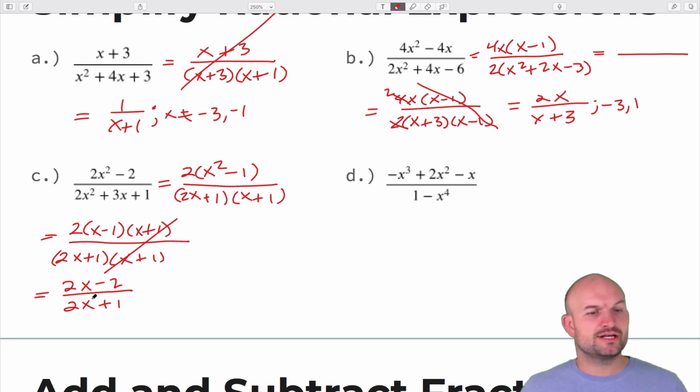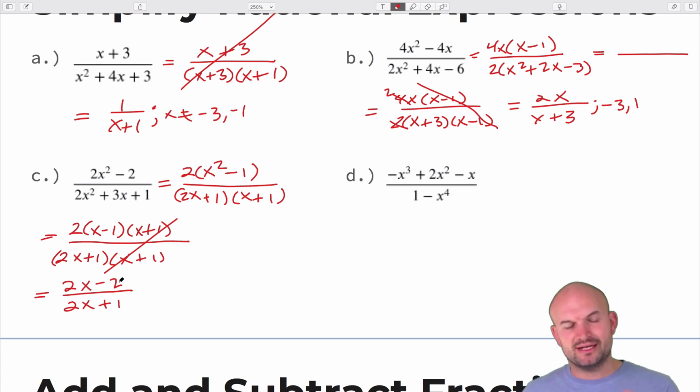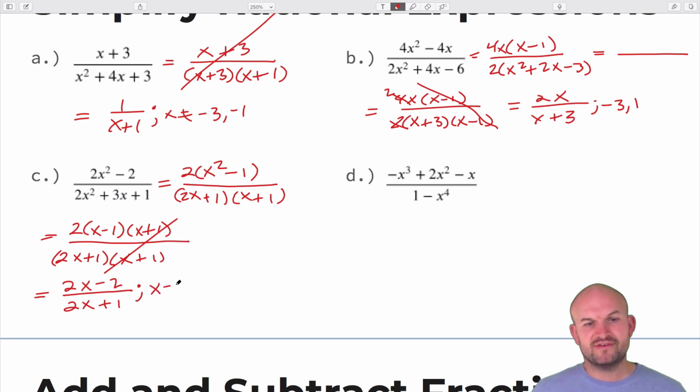But again, the reason why I want to distribute is, notice the 2's do not divide out. The x's do not divide out. And again, you could say, well, these are separated by multiplication. Yeah, but those quantities are also separated across those terms. So we can't be dividing out when you have other terms separated by addition or subtraction. So that's going to be our final answer there. And then our excluded values are going to be -1/2 and -1.